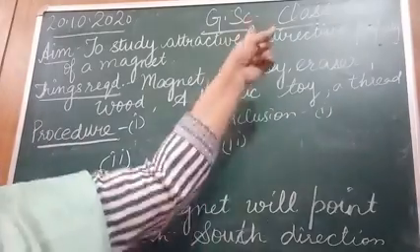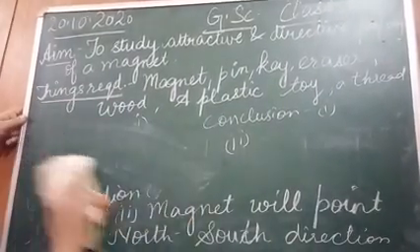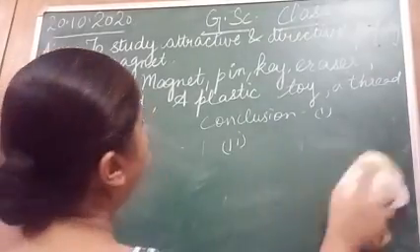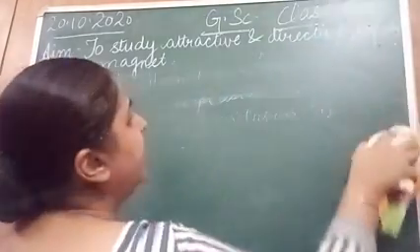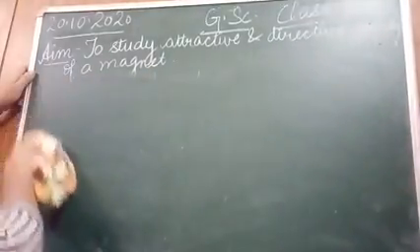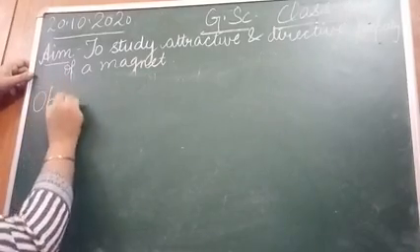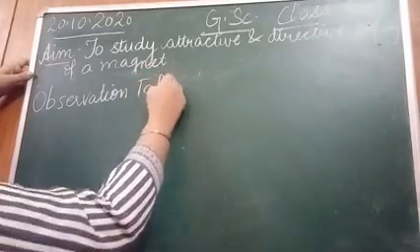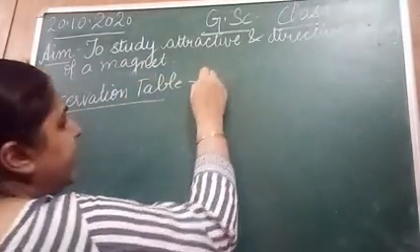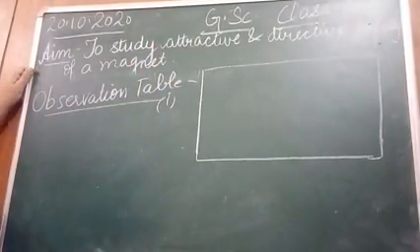Now, it was all about the ruled page. Now coming to the plain page. In the plain page, in the same way, you have to write the aim and things required as they are written in the ruled page. Right? After this, you have to write the observation table. Observation table that we had done earlier. Right? Like this you have to make, that you had done previously. This was for the first one, to show the attractive property.